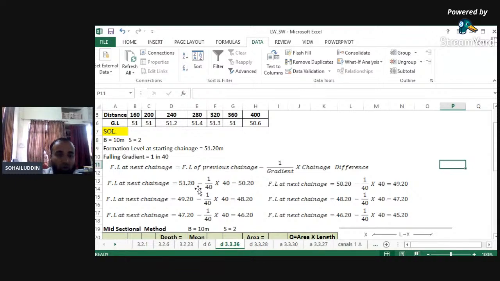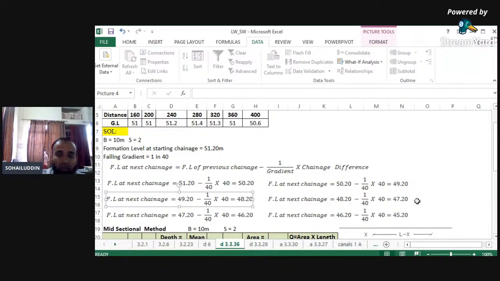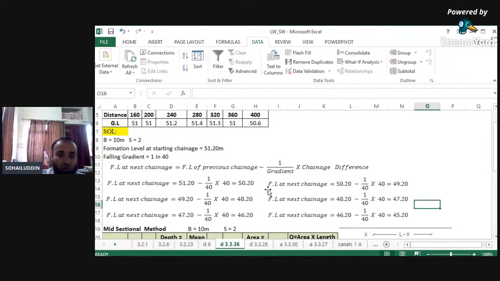So 51.20 minus 1 upon gradient into the change difference. The same way, this 40 will cancel. So 51.20 minus 1, that is 50.20. Same way, FL at next change is 50.20 minus same formula, 49.20. Again 49.20 will be used for next change, that is 48.20. 48.20 will be used for the next change, that will be 47.20.